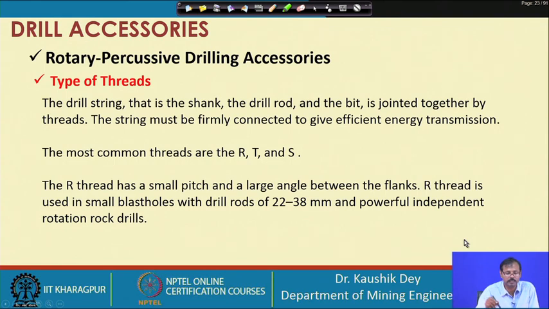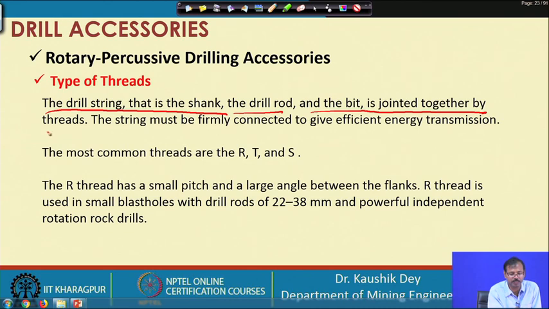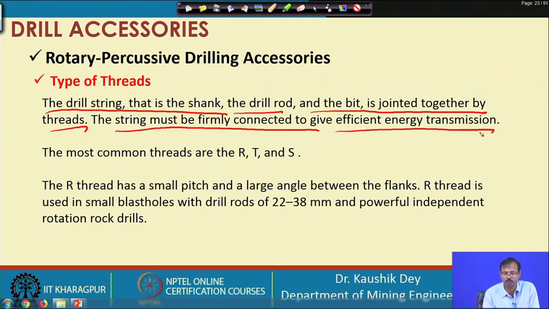Next drilling accessory is the drilling thread. The drill string, that is the shank, the drill rod and the bit, is jointed together by this thread. So, this string must be firmly connected to give efficient energy transmission. So, there should not be any play in the shank.